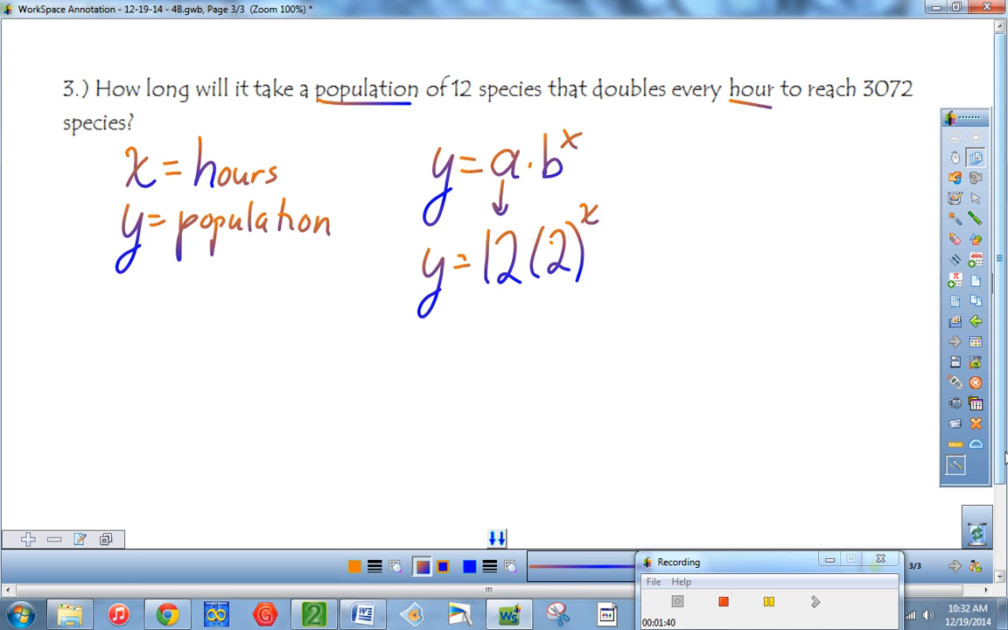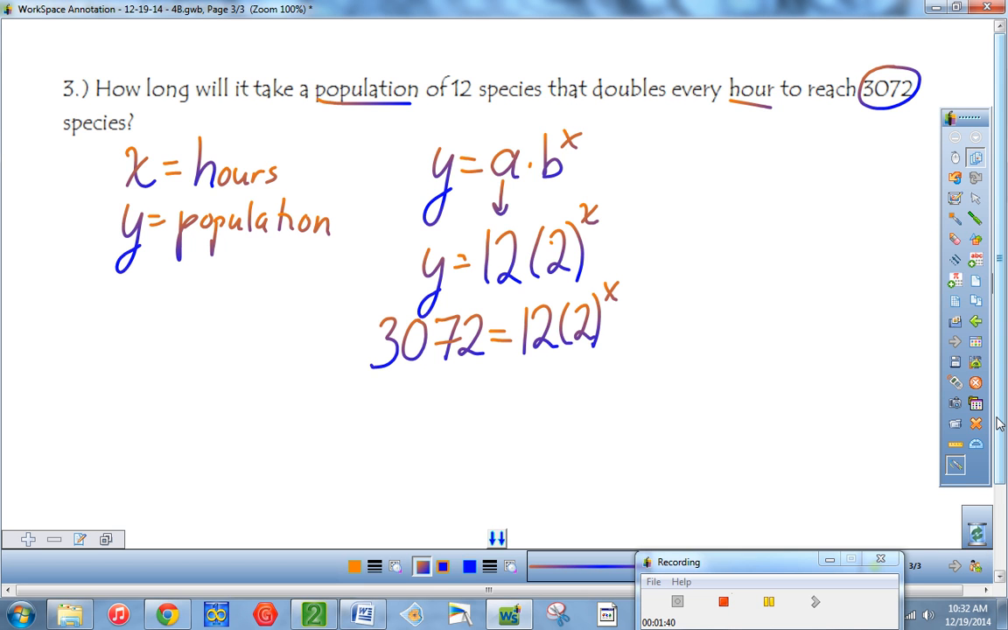But what are they asking you about? How long would it take to reach 3,072? Exactly. So are you looking for x or y? You want to know how long. You're looking for x, which means that this number goes where? Right at the top. If you got to find what x is, then they gave you y. Does that make sense? You want your answer to say x equals something.